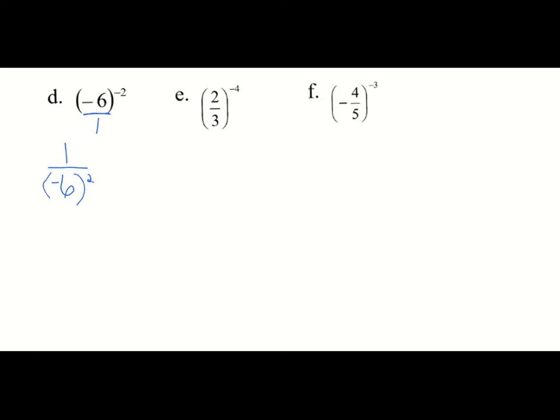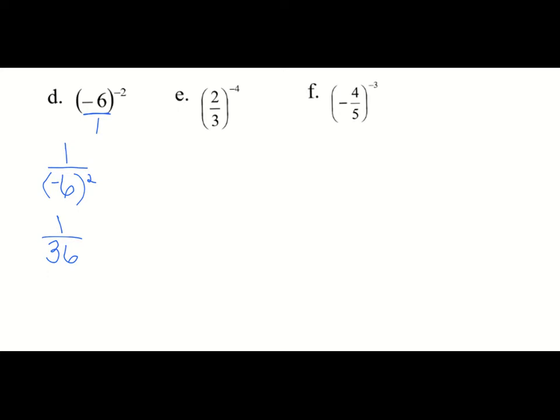So the base, when you flip it, doesn't change signs. If it's negative, it stays negative. Only the exponent becomes positive. And then again, we can simplify this by doing -6 to the 2nd power. So -6 times -6 will end up being 36. So I have 1 over 36.